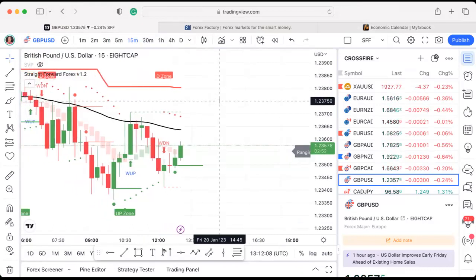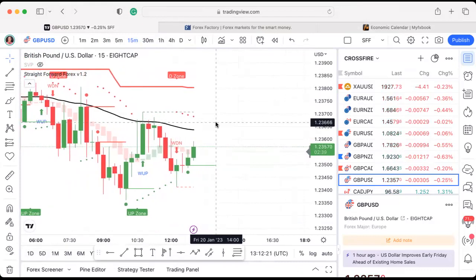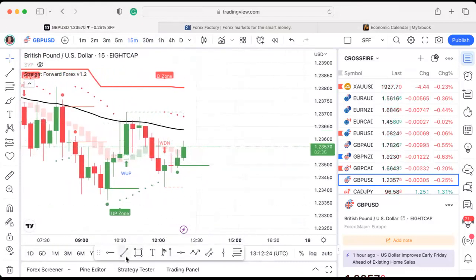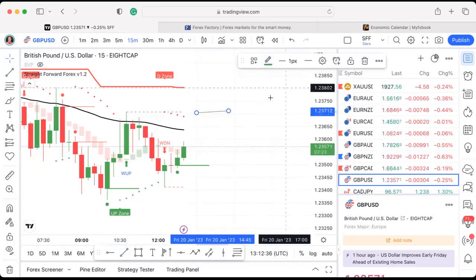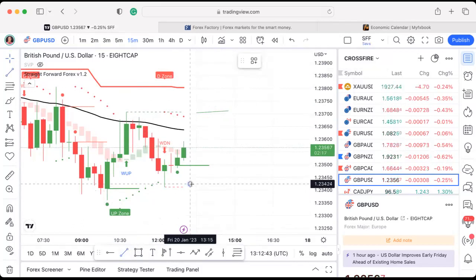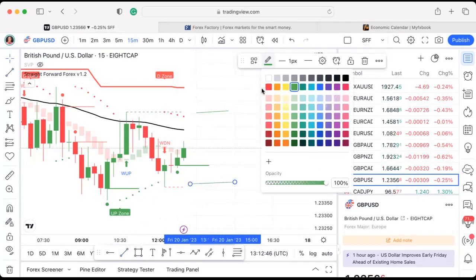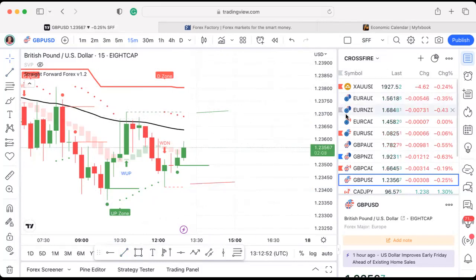British pound, US dollar. I'm going to stick with that. We need to wait until this candle closes before we put the lines on. But what we can do is put a couple of lines on in place just in readiness for the move. So I've got a green line above the current price. I can put a red line below the current price, and then we can put them in place later. We'll do the same on the other three.